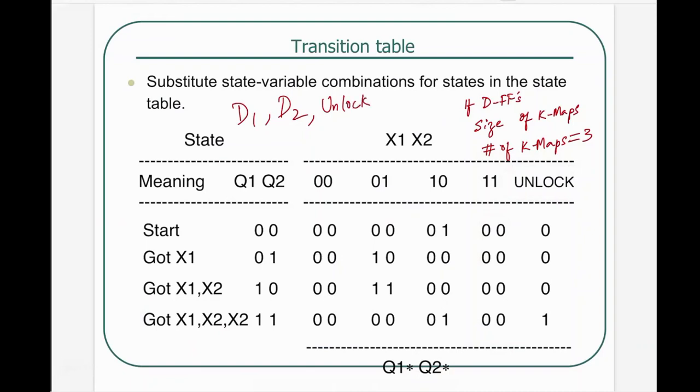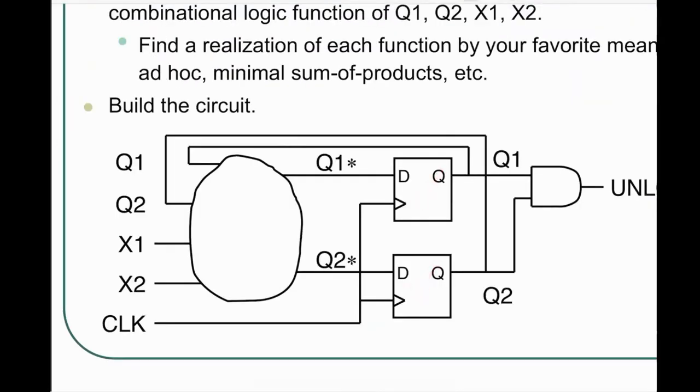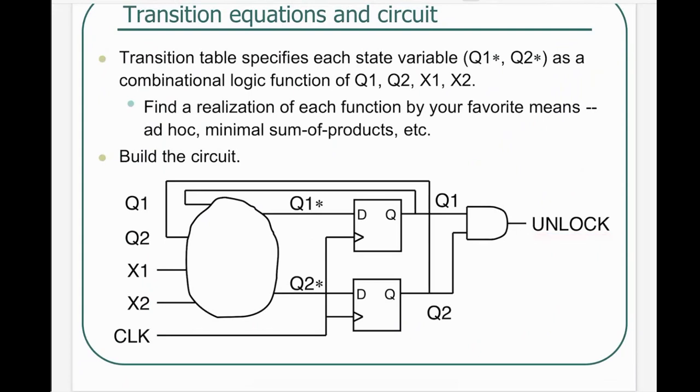And what would be the size of the K-map? It would be 4, that's right. Because you will do those three in terms of Q1, Q2, X1, X2, right, 4. So you have got 3, 4 variable K-maps, 2 flip-flops. After you do the equations, you will sketch it out. 2 D flip-flops go in there first. Unlock is simply Q1 and Q2, so that goes next. And then there is this big potato, which is essentially indicating input combinational logic.